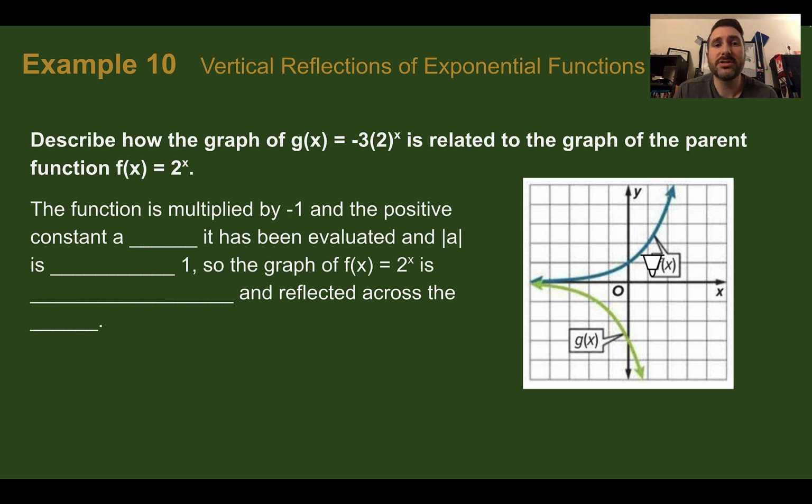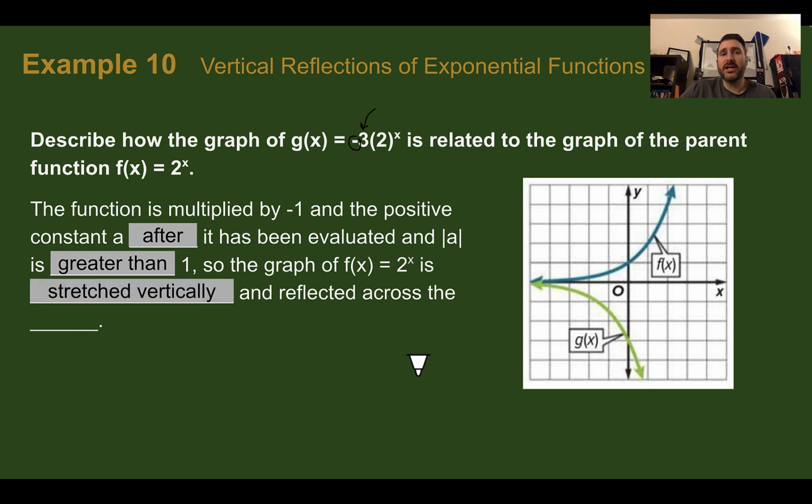Example 10, vertical reflections of exponential functions. Describe how the graph of g of x equals -3 times 2 to the x is related to the parent function f of x equals 2 to the x. First, we can see there's a negative out front telling us that it's been reflected, and actually this was also dilated by a factor of 3. First it was multiplied by -1, and since it's outside of the x value, that means it's being done after. The a value is 3, so it's greater than 1, which means that this function was stretched vertically and reflected across the x-axis.